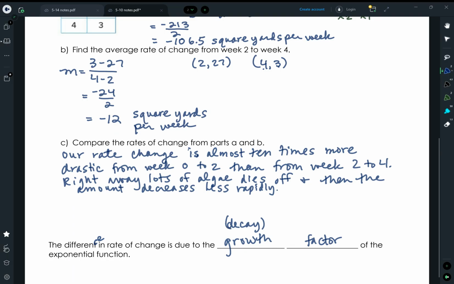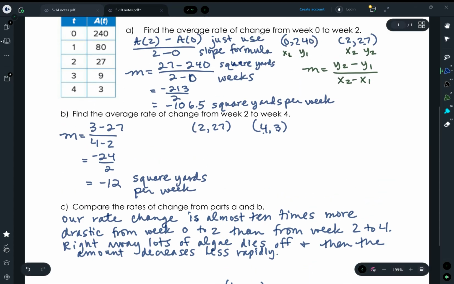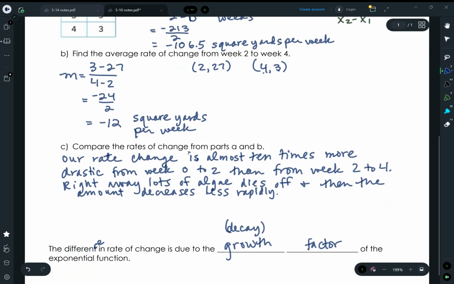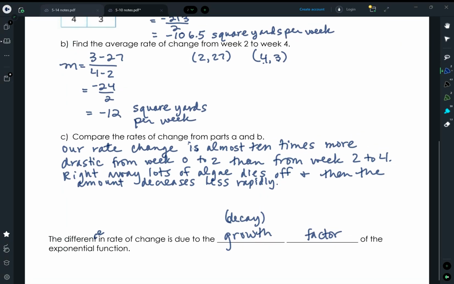If it's too difficult for you to figure out when it's growing, when it's decaying, if you're just really confused, we can always refer to it as a growth factor because it is what we're multiplying by each time. But in this case, because we're multiplying by something less than 1, it looks like to get from 240 to 80, we really have a third left each time. So because we only have a third left each time and we're losing 2/3 each time, it's actually going to be decaying. So the difference in rate of change, so really fast at first and then not so fast later on, is because we have a decay factor here.